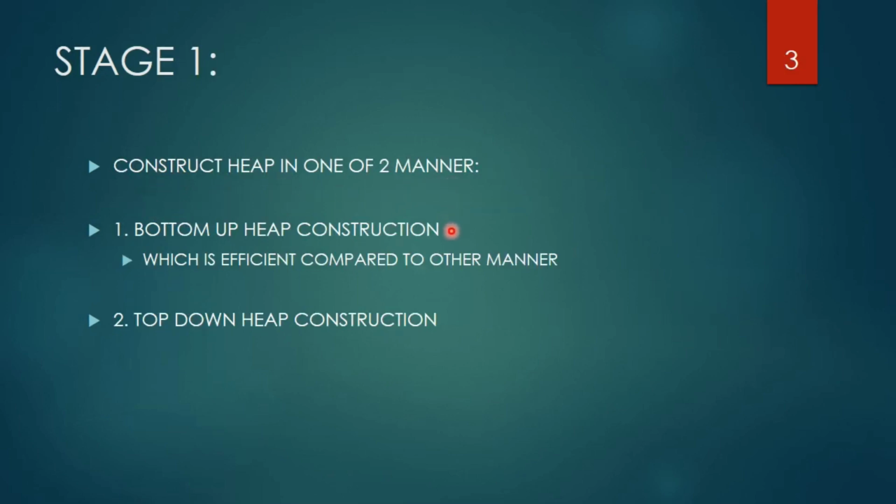Stage 1 is nothing but constructing a heap in one of two manners. Which are those manners? Bottom up heap or top down heap manner. And out of this, bottom up is the efficient one. So in the exam, if they don't mention which manner, it is always better to go for the bottom up heap manner.